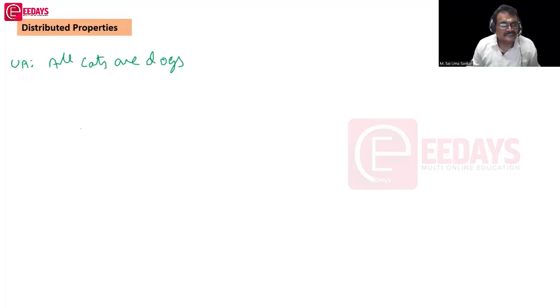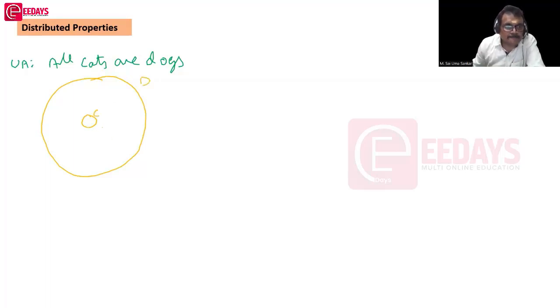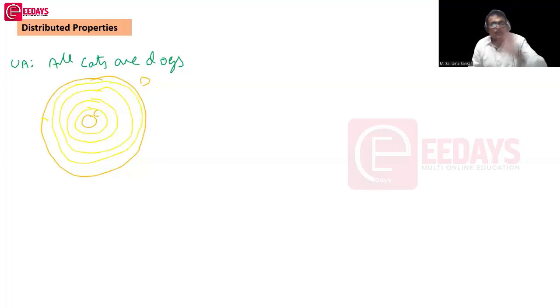Now, suppose this is a cat and this is a dog. If I want to expand this cat, this is valid, this is valid, and this is also valid, but beyond the dogs is not valid. That means here cat is distributed under the dogs.